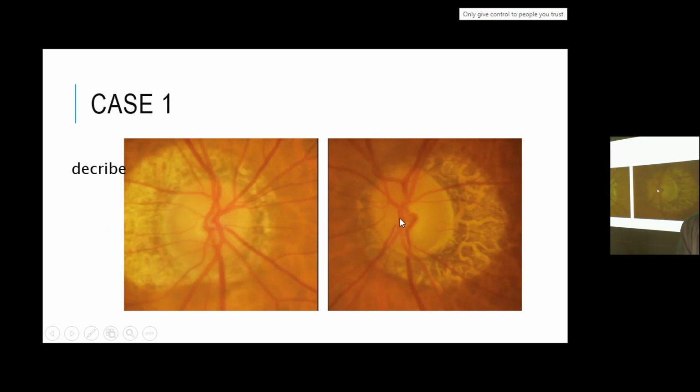Okay, so we have some cases. Let's see. Can you describe the disc? It's not clear here.